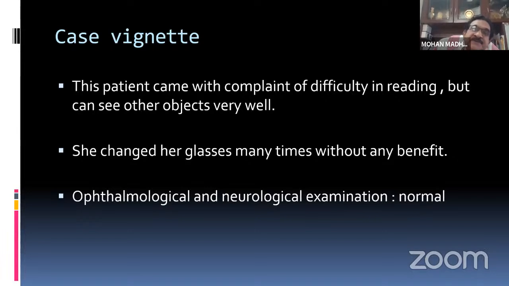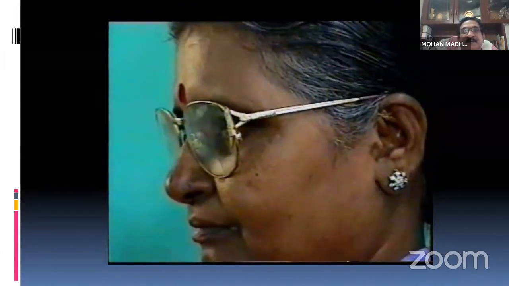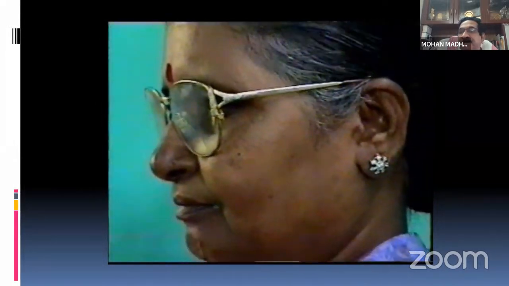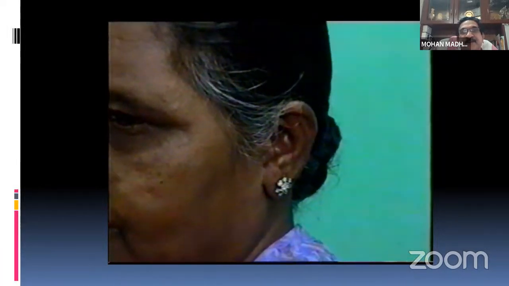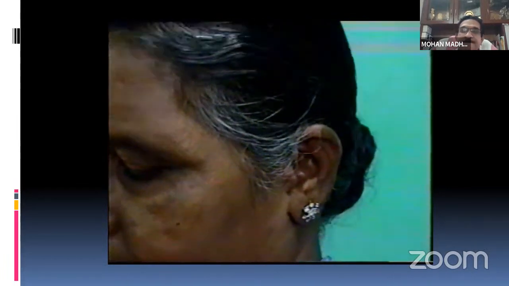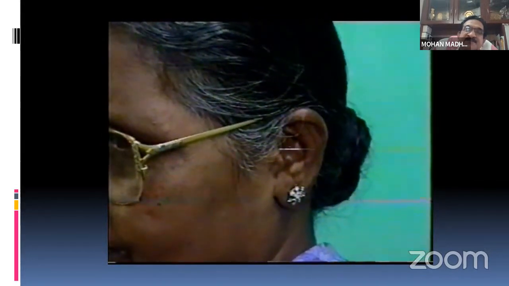Okay? Right? Let us see the video of the patient. She has to read with the glasses on. What do you observe? It will go forward and backward. And look at what happened to the ear. When she takes off the spectacle, there is no movement of the ear. When she puts on the spectacle back, the ear movement starts.